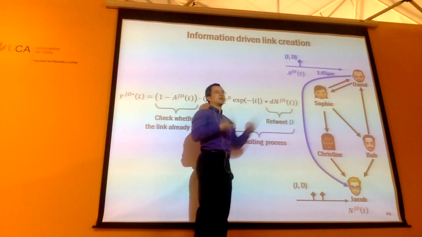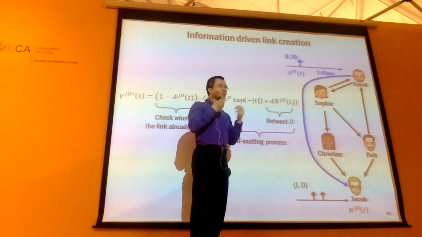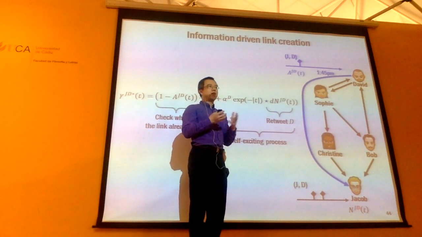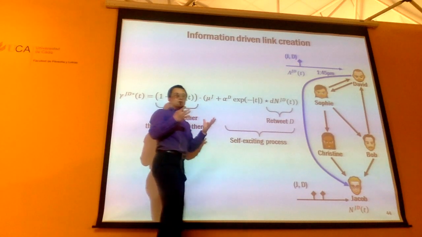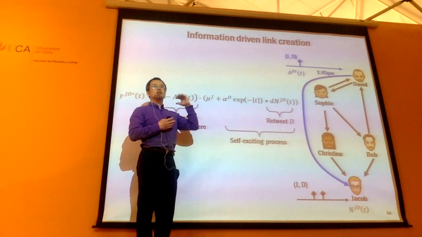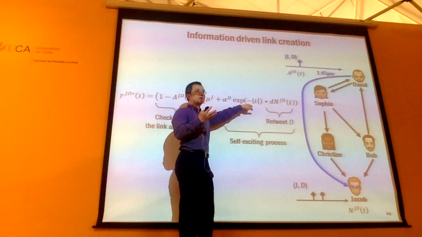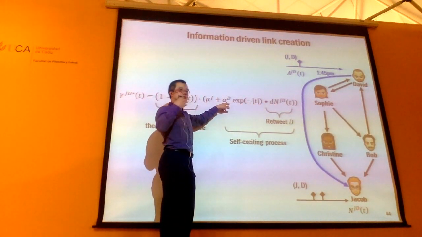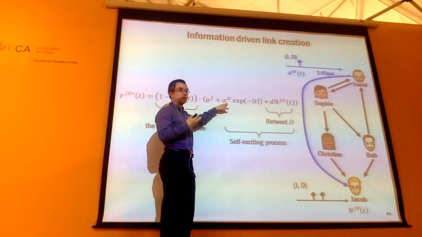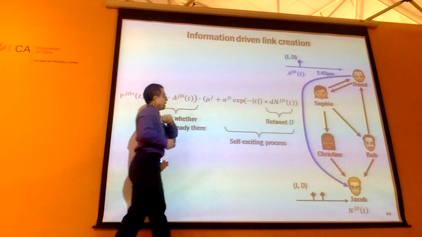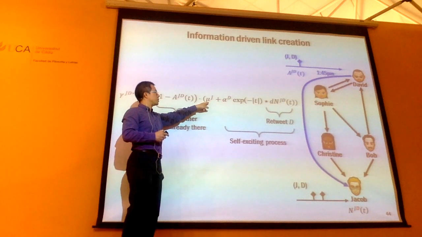If Jacob repeated data very frequently, right, then Jacob may find that data is really a useful information source. It's more likely that Jacob will connect to data. So this part of intensity is essentially captured that, and this alpha is sort of deciding how strong this self-excitation is there. Okay, and then you have another term which is Poisson process here.